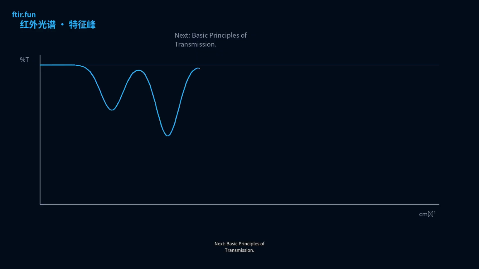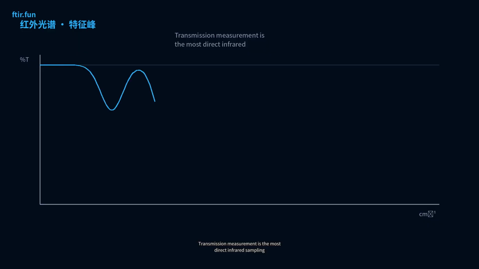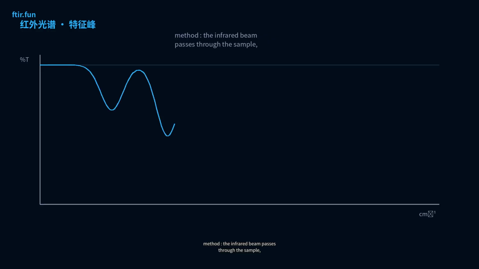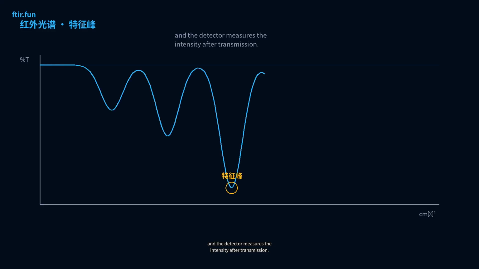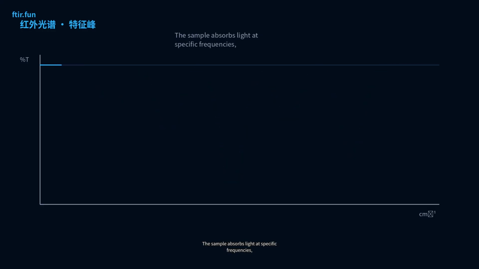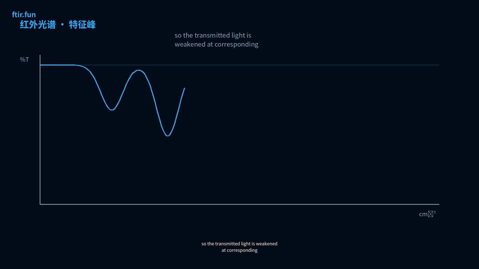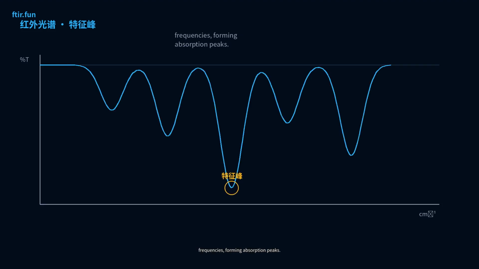Next, basic principles of transmission. 1.1 What is transmission measurement? Transmission measurement is the most direct infrared sampling method. The infrared beam passes through the sample, then the detector measures the intensity after transmission. The sample absorbs light at specific frequencies, so the transmitted light is weakened at corresponding frequencies, forming absorption peaks.